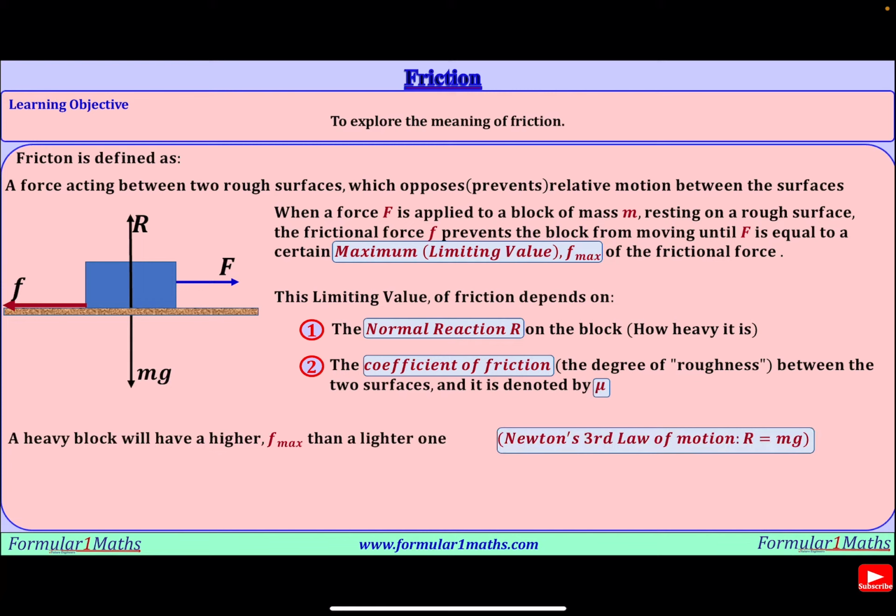This means that a heavy block will have a higher F max than a lighter one, again according to Newton's third law. Please note also that mu ranges between 0 and 1. For a smooth plane, mu is equal to 0, and mu will increase as the degree of roughness increases. At this point, we are going to answer two questions involving friction.